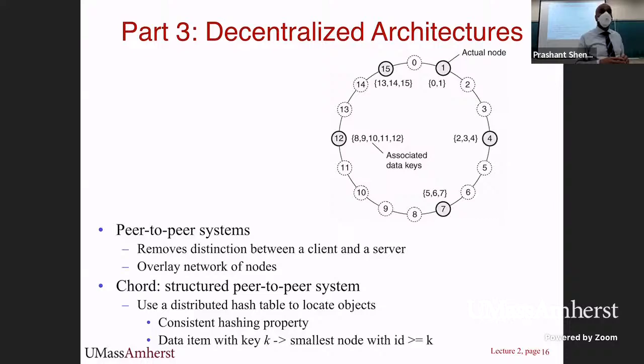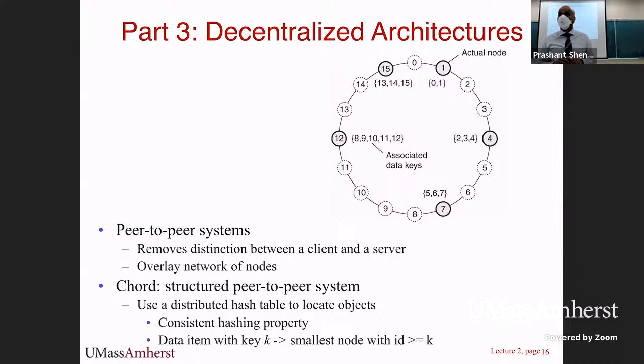So that's the other aspect of a peer-to-peer system, which is how do you query a network and get your data item. In the case of Chord, this uses a special data structure which these peers actually construct among themselves called a distributed hash table. Think of a distributed hash table as a centralized hash table where you can hash saying who is responsible for data item 5, and it'll say that's node 7, and here's its IP address.